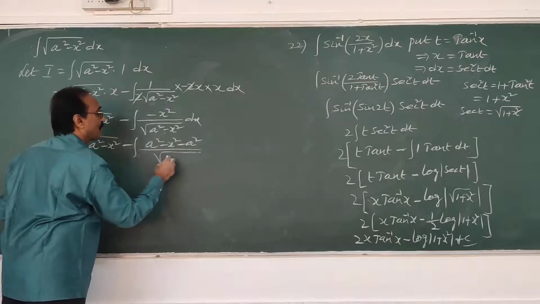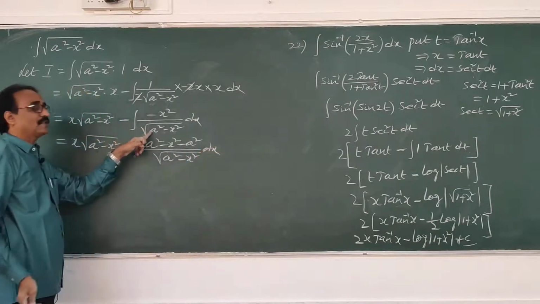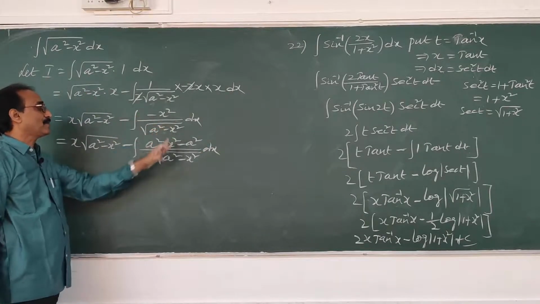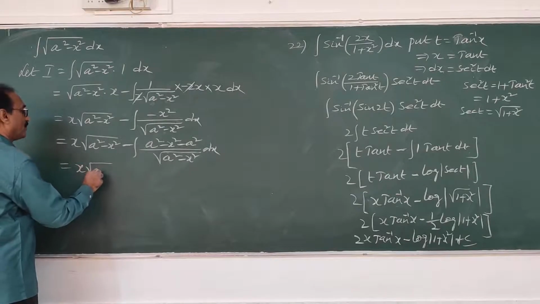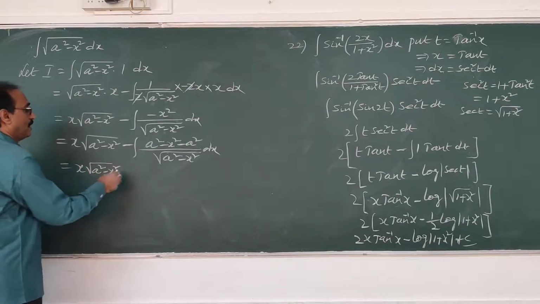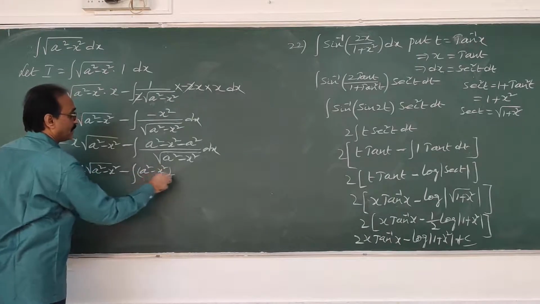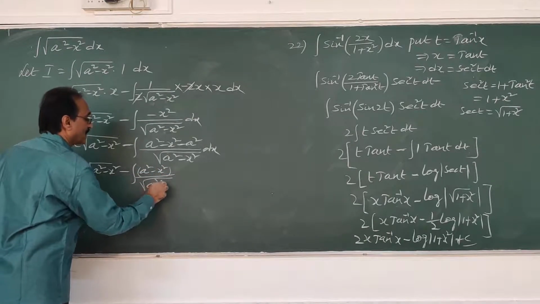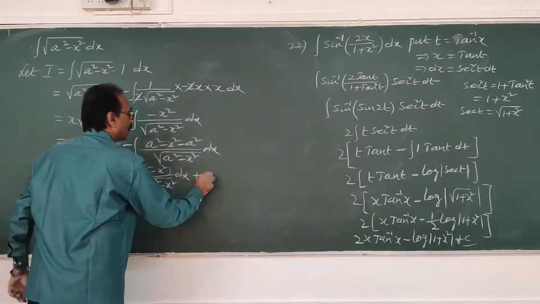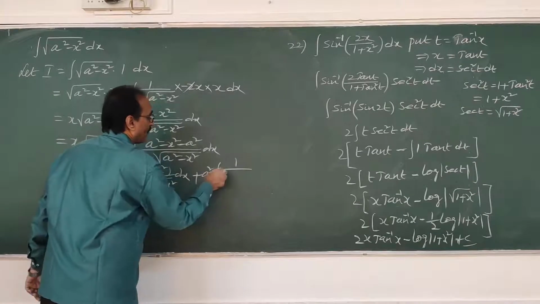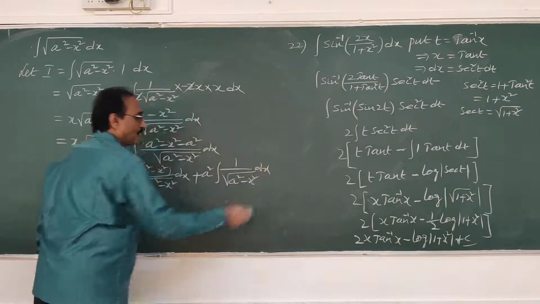For root of a square minus x square, I am not going for any substitution. So whatever denominator a square is there, we add and subtract. So what will happen if you do like that? x into root of a square minus x square minus integral of a square minus x square by root of a square minus x square dx, minus into minus plus a square constant outside integral 1 by root of a square minus x square dx. You understood? I think so.